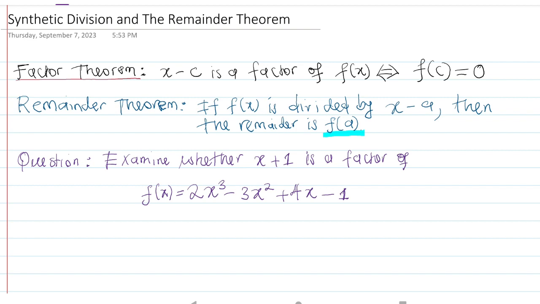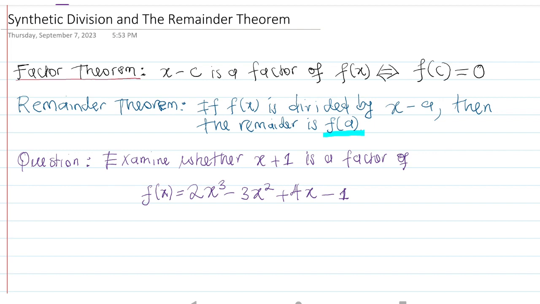Okay. The remainder theorem tells us that if f of x is divided by x minus a, remember I'm using a here deliberately because a can be any real number. So if we divide it by x minus a, then the remainder is given by f of a. You can see that in the factor theorem here, I'm using c, f of c is equal to 0, meaning that x minus a is a factor in that regard.